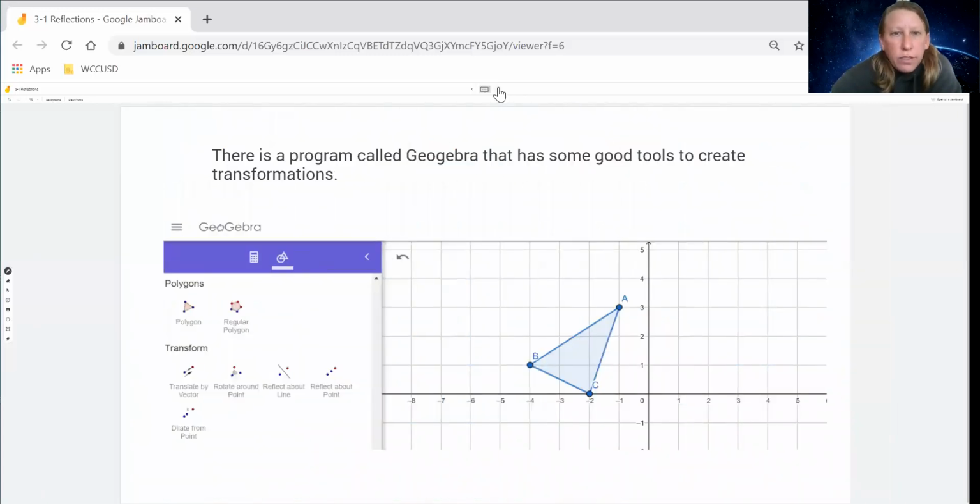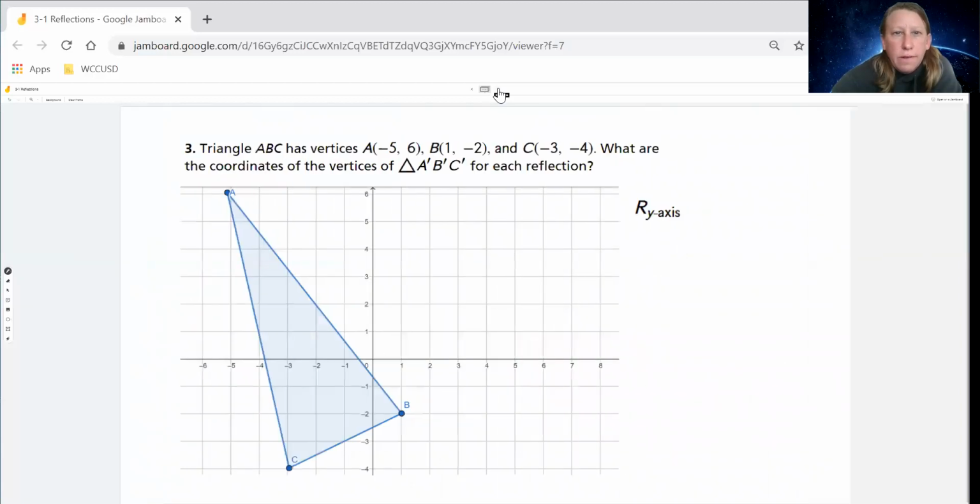Okay, there's a really good program called GeoGebra that has some good tools. We can check that out. So here is, I created it in GeoGebra, and you should play around with it. And then what I'm going to do is I'm going to use GeoGebra to make it do the reflection. And this time we're going to do the reflection across the y-axis. I wonder if I can pull it up quickly.